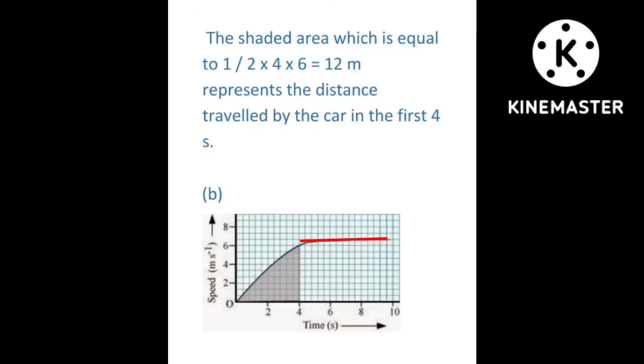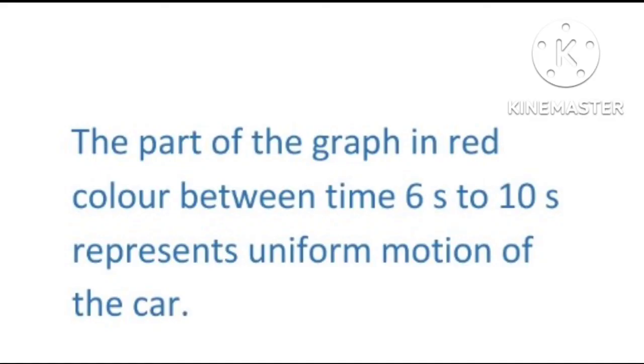Here we can see the part of the graph with the uniform motion, that is marked with the red color. That is the part of the graph in red color between time 6 second to 10 second that represents uniform motion of the car. Now we can conclude our video. The rest of the questions will be discussed in the next part.